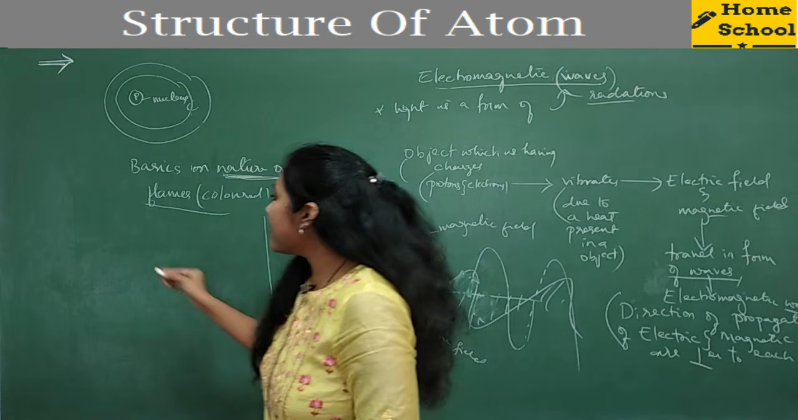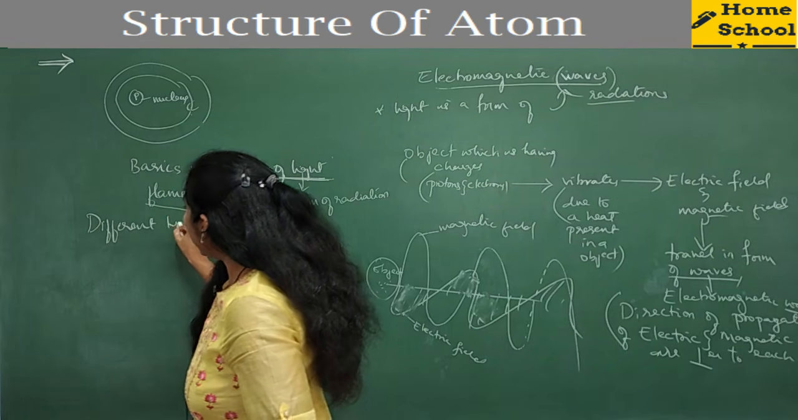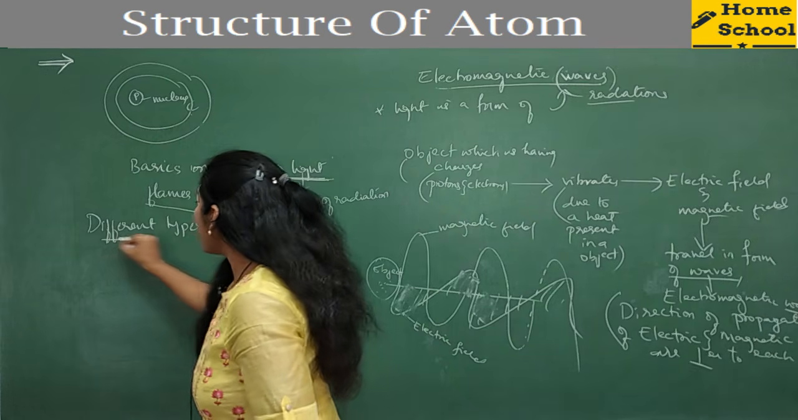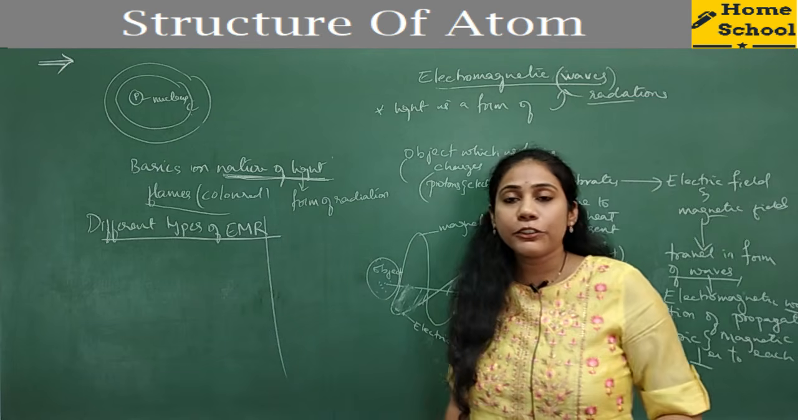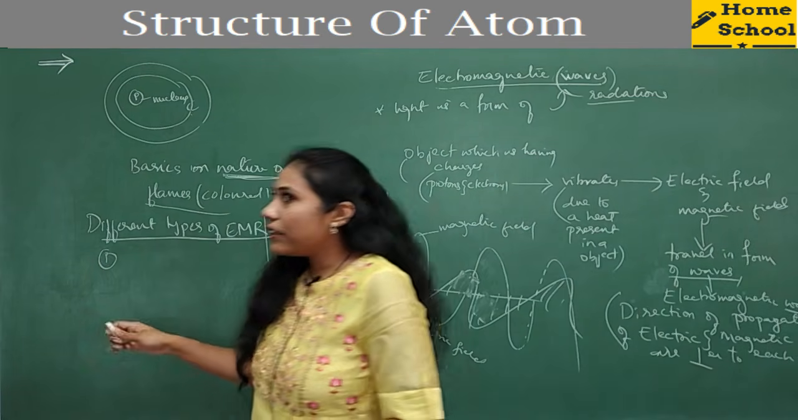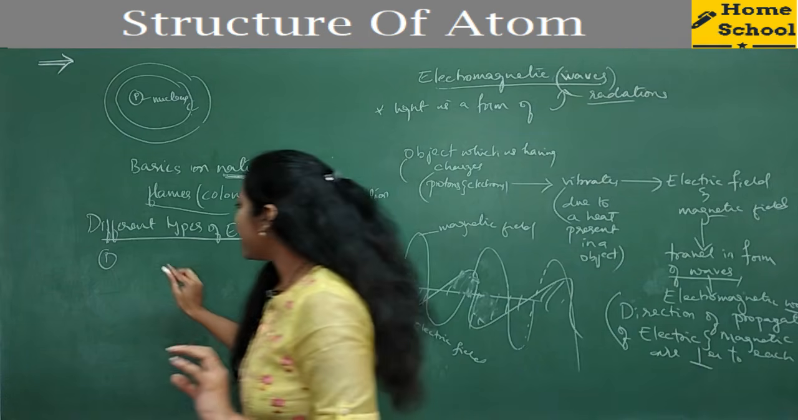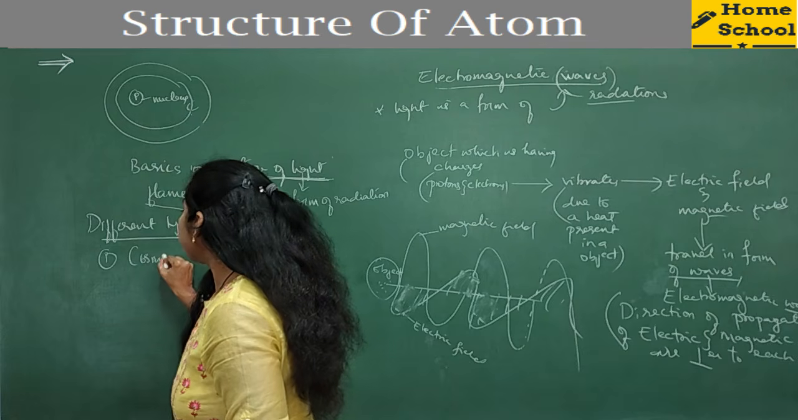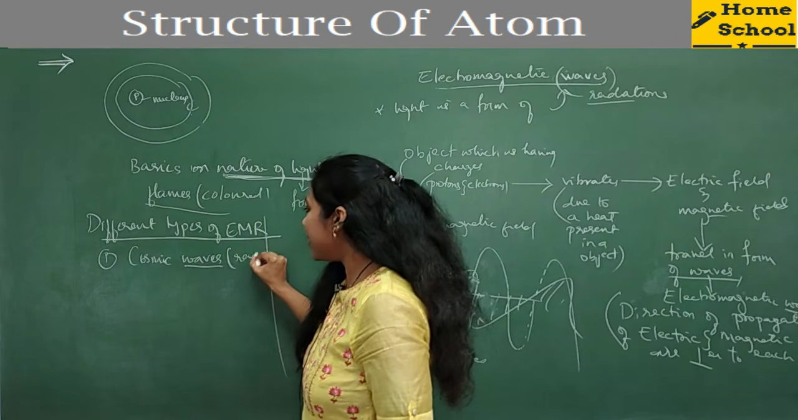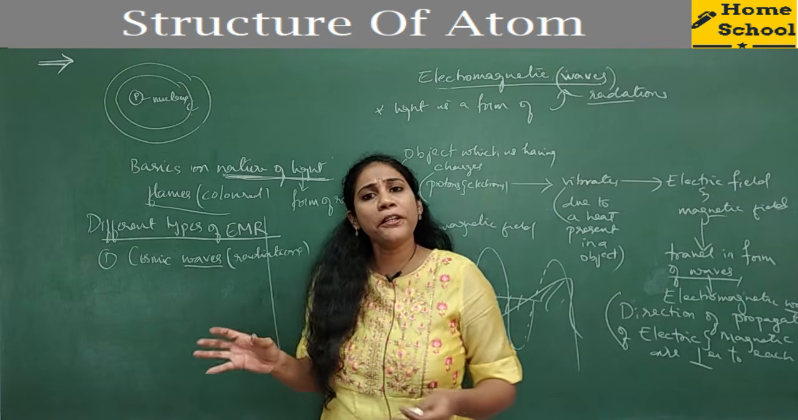So now let us discuss what are the different types of electromagnetic radiation. In short, I will call it EMR, electromagnetic radiation. See, the first variety, and the most dangerous variety of electromagnetic radiation, is cosmic rays, or I can say cosmic waves. Here waves or radiation is one and the same, guys. Okay, clear? So cosmic waves, who will produce cosmic waves?